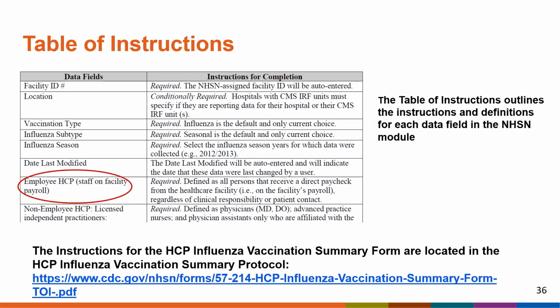The table of instructions for the influenza vaccination summary provides instructions and complete definitions for each data field for the denominator and numerator categories in the module. This document is located within the influenza vaccination summary protocol. This slide highlights the employee category. The user can see the definition of an employee in the right-hand column.